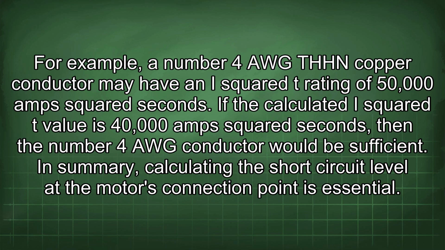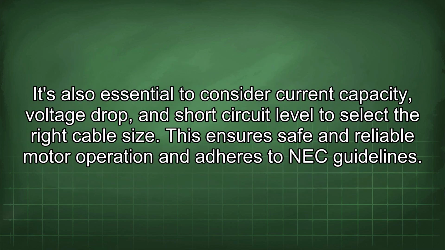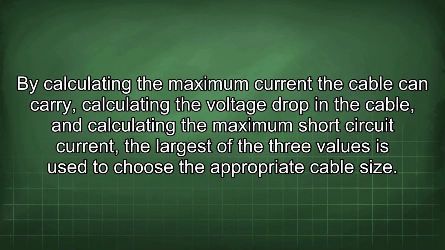In summary, calculating the short circuit level at the motor's connection point is essential. It's also essential to consider current capacity, voltage drop, and short circuit level to select the right cable size. This ensures safe and reliable motor operation and adheres to NEC guidelines. By calculating the maximum current the cable can carry, calculating the voltage drop in the cable, and calculating the maximum short circuit current, the largest of the three values is used to choose the appropriate cable size.